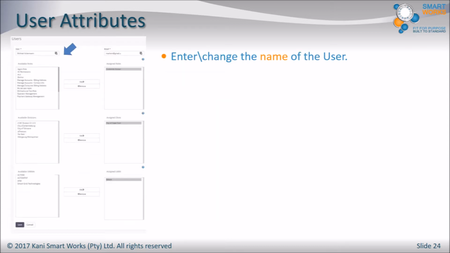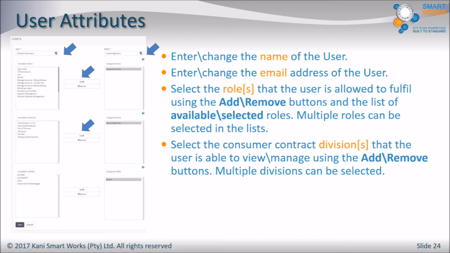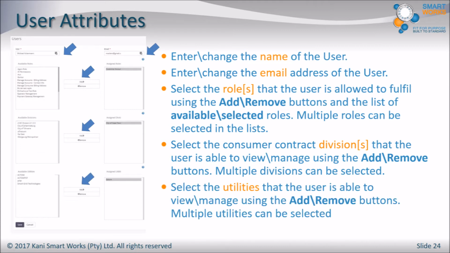User attributes. Set the name of the user and the email address. Select the roles that the user is allowed to fulfill using the Add Remove buttons and the list of available or selected roles. Once again, multiple roles can be selected in the list. Select the consumer contract divisions that the user is able to view or manage using the Add Remove buttons. Once again, multiple divisions can be selected. And then also select the utilities that the user is able to view or manage using the Add Remove buttons as well. Again, multiple selection is allowed. Click Save to store the changes.